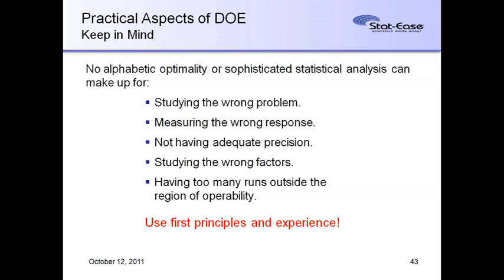Keep in mind when you're doing this that no alphabetic optimality or sophisticated statistical analysis or even any computer software can ever make up for studying the wrong problem, measuring the wrong response, not having adequate precision, studying the wrong factors, having too many runs outside the region of operability. That's why we want scientists, engineers, chemists, biologists to use the first principles they know about the products they're studying, to use their experience, and we want them to be designing the experiments. As statisticians, we can help you design an experiment well, but I can't ever design an experiment for someone else because I don't have the subject matter knowledge.